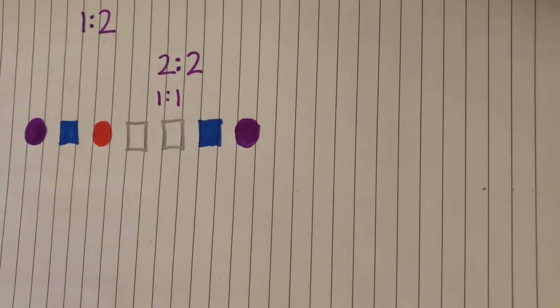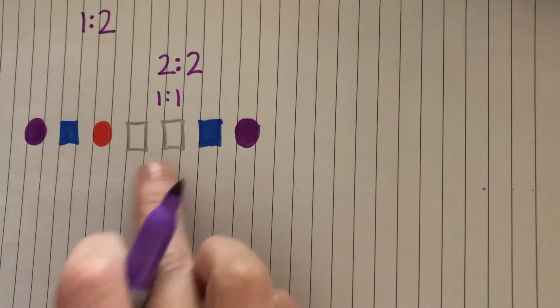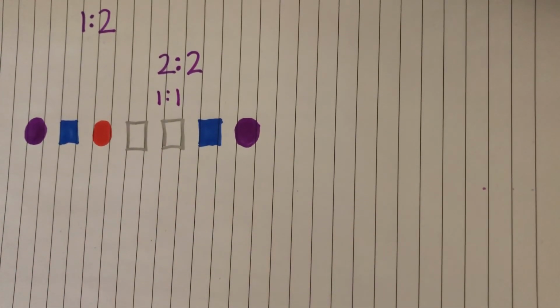What about, just to make it a little bit trickier for some of you, what about if I said, what is the ratio of white or silver squares, these ones, what is the ratio of white squares to the rest of the shapes? White squares to the rest of the shapes.